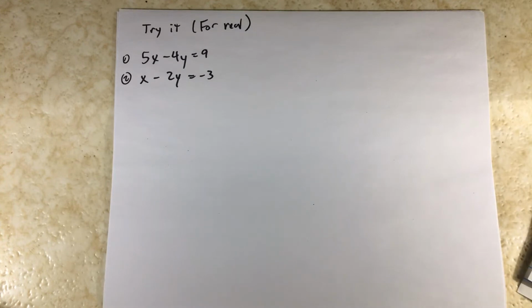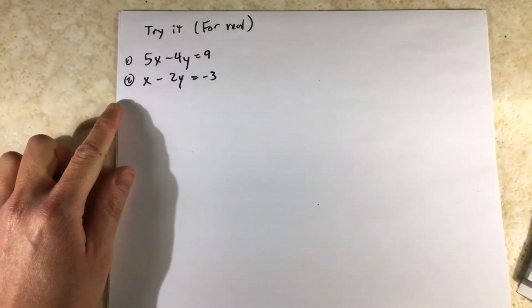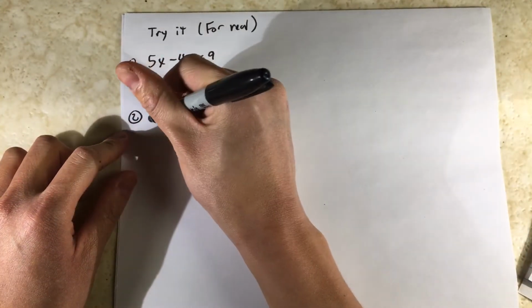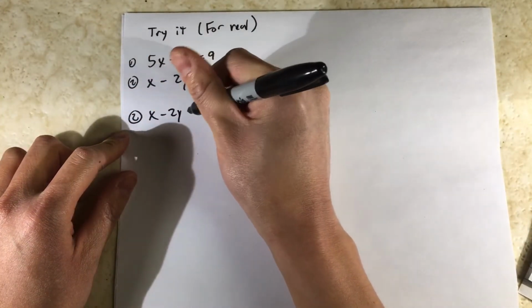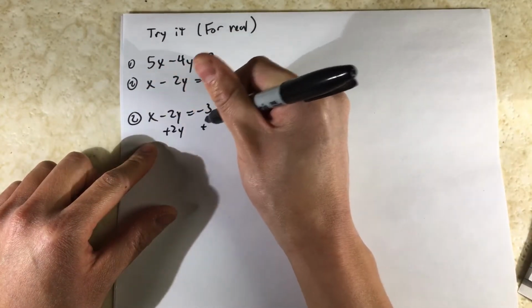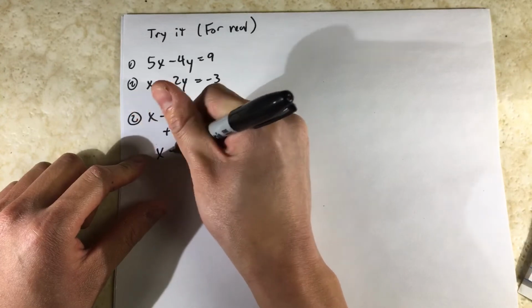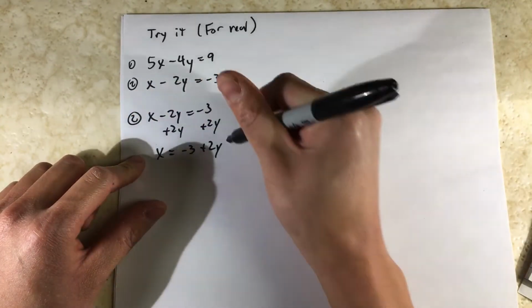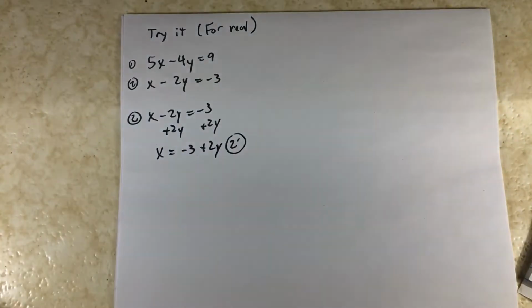So let's do the easy way. The easy way is to solve equation 2. I have x minus 2y is equal to negative 3, and I'm going to solve for x by adding 2y to both sides. So I get x is equal to negative 3 plus 2y. Let's call this equation 2 prime.